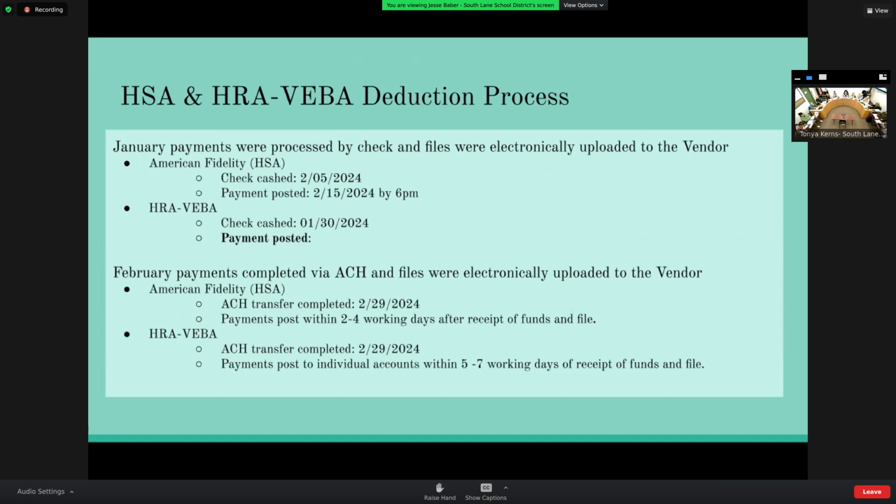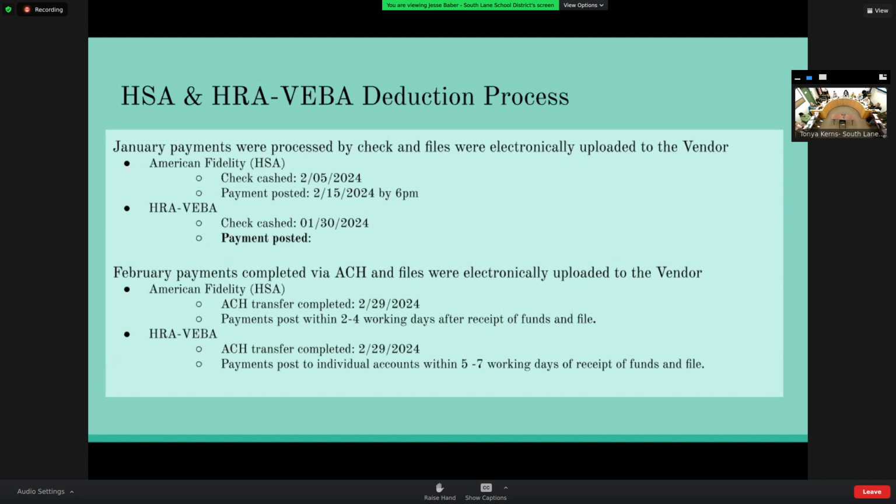And then HSA, HRA, Viva in January, when we switched to our new software, there was an issue with the process. But January payments were processed by check, and files were electronically uploaded to vendors. The 2 vendors we have for this are American Fidelity, which is where the HSA is, and HRA Viva, which is where the Viva payments go.